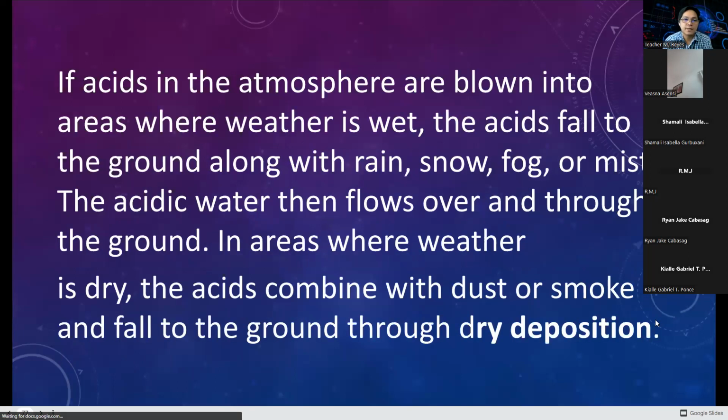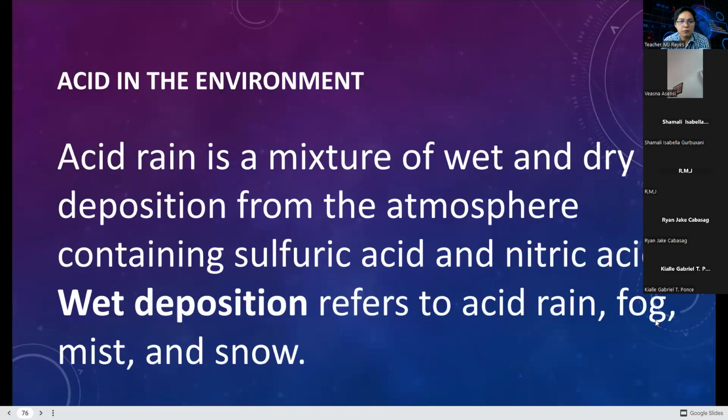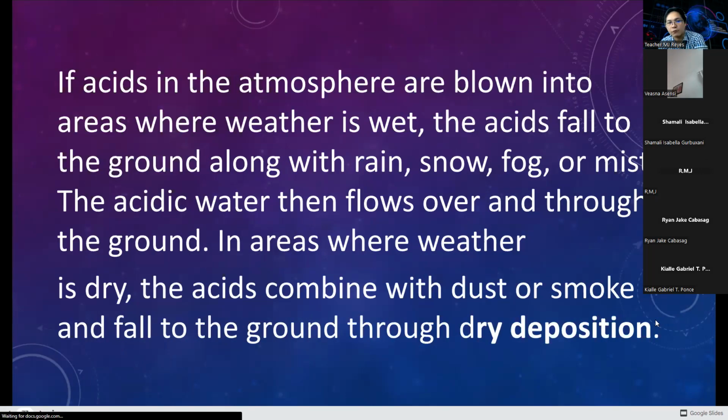If acids in the atmosphere are blown into areas where weather is wet, the acids fall to the ground along with the rain, snow, fog, or mists. The acid water then flows over the ground. In areas where weather is dry, the acid combines with dust and smoke and falls to the ground through dry deposition. It is called dry deposition.